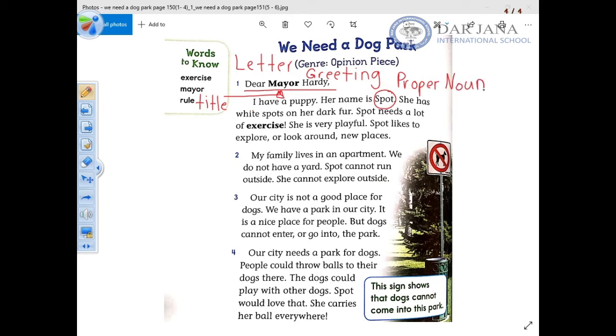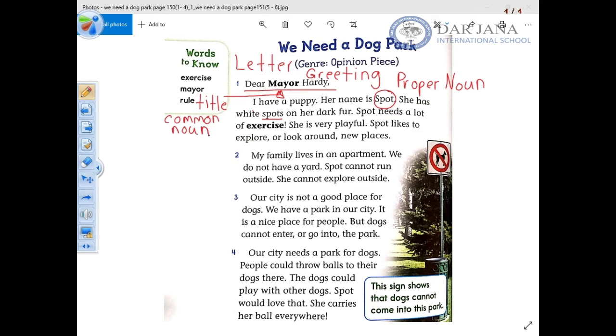Okay. She has white spots on her dark fur. Now look at this spots here. Why is it a small s? Because it's a common noun. Okay? It's a common noun, that's why it's got a small s. Let's here write common noun. So you are aware when you read common noun.